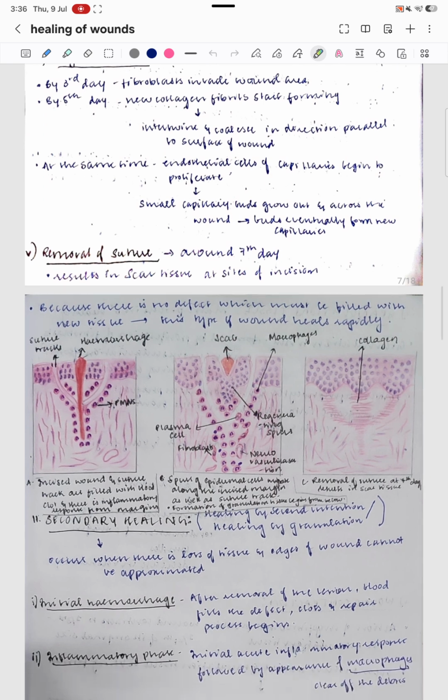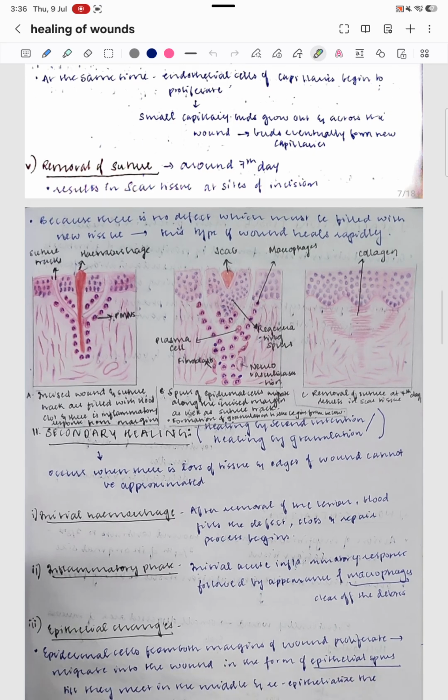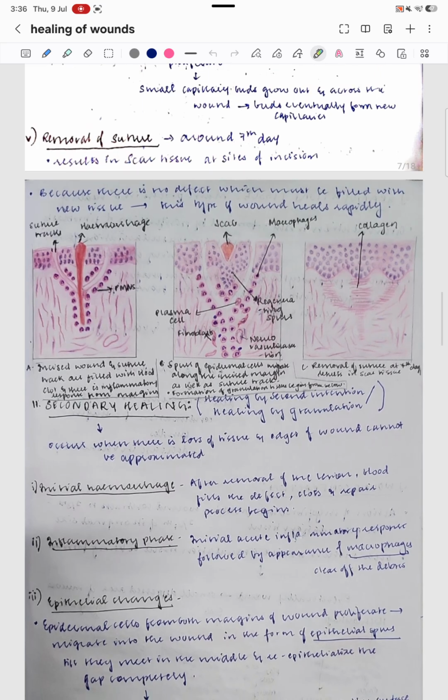At the same time, the endothelial cells of capillaries begin to proliferate. Now small capillary buds grow out, and across the wound the buds eventually form new capillaries. Okay, then there is a removal of suture around 7th day. It results in scar tissue at the site of incision.